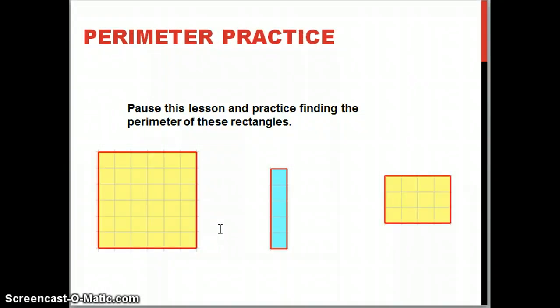So now I want you to pause this tutorial and practice finding the perimeters of these rectangles. There's no measures on them, but these little squares represent 1, so this side of this square would be 1, 2, 3, 4, 5, 6. So the length of this side is 6 units. So go ahead and practice finding these perimeters of these rectangles. Pause and take as long as you like. You can resume whenever you have finished.